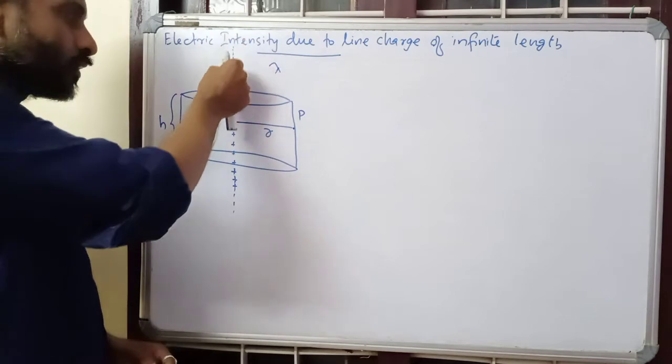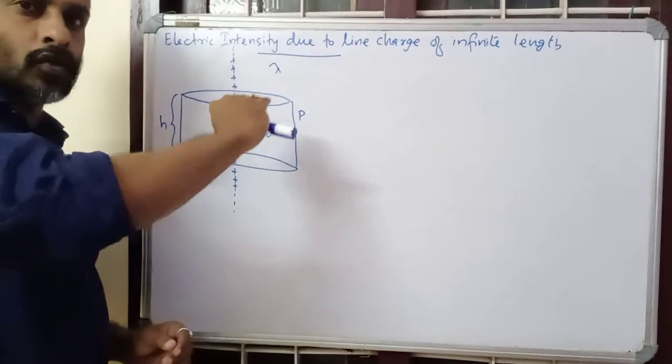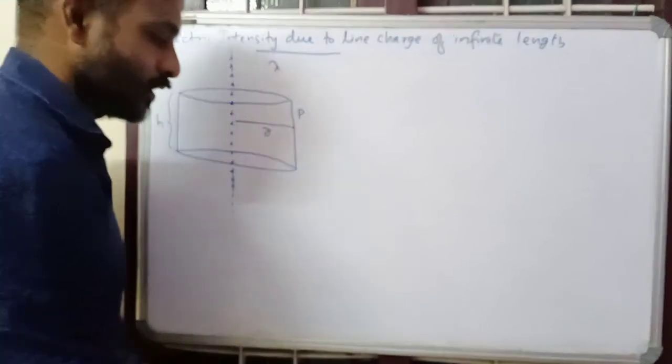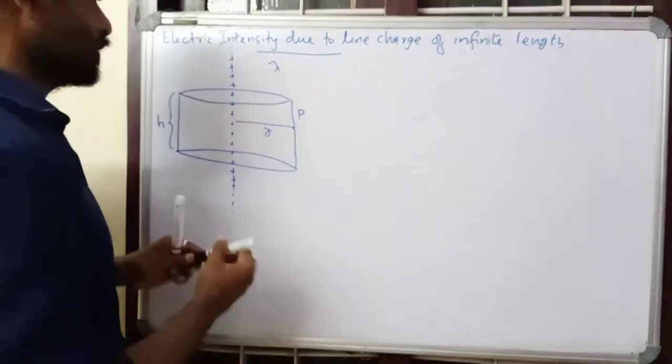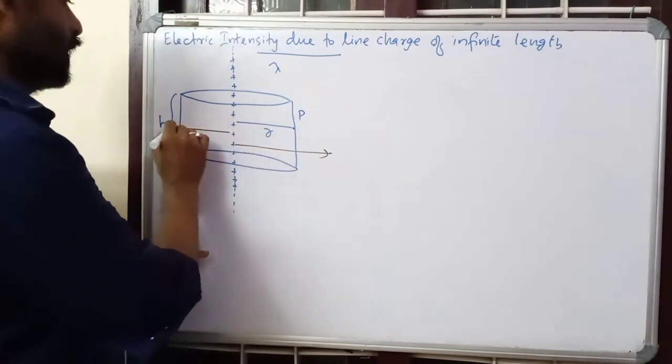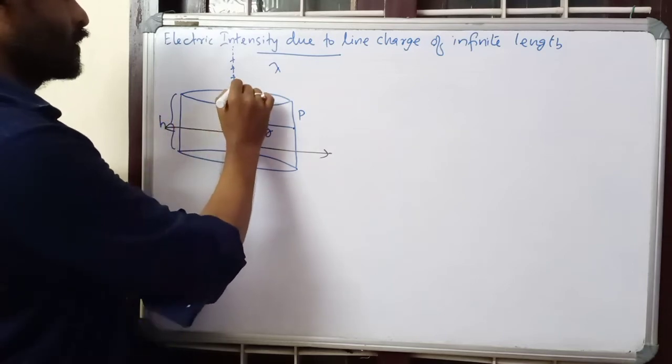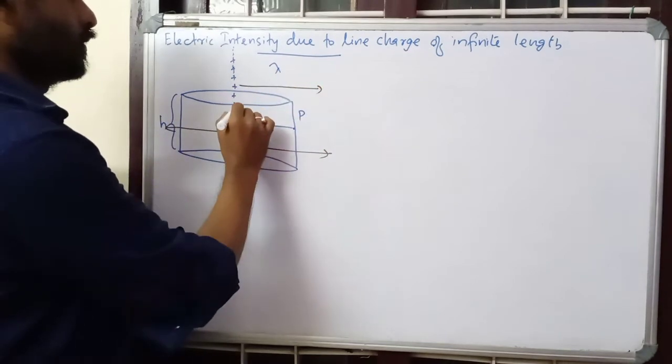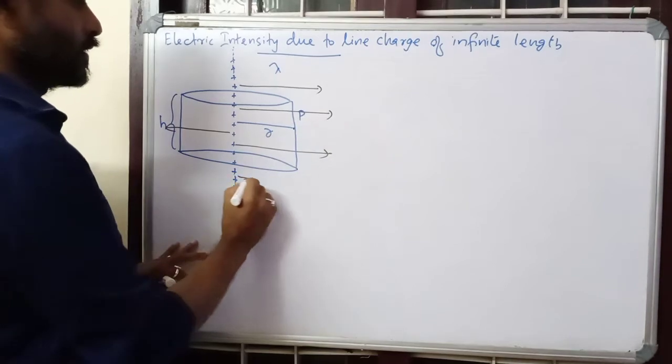Due to symmetry for the straight line charge, the electric field is always perpendicular to the line charge. So we can draw the electric field lines. This is one electric field line. This is another electric field line. Here we can draw an electric field line in this direction. These are the electric field lines.